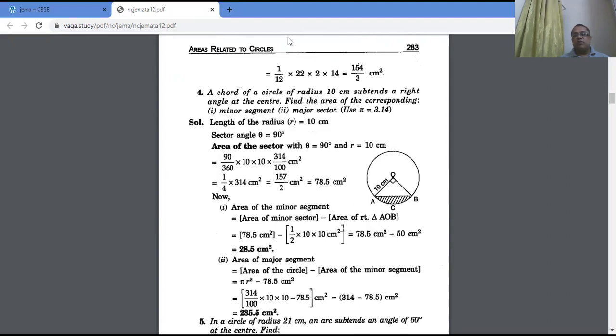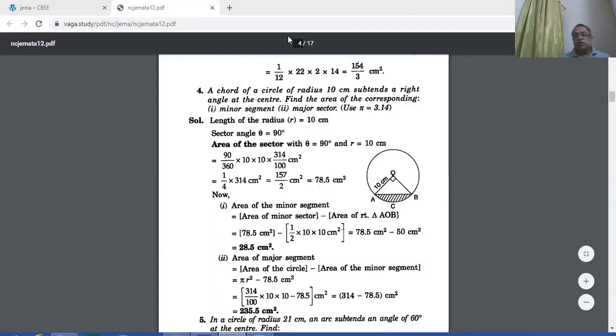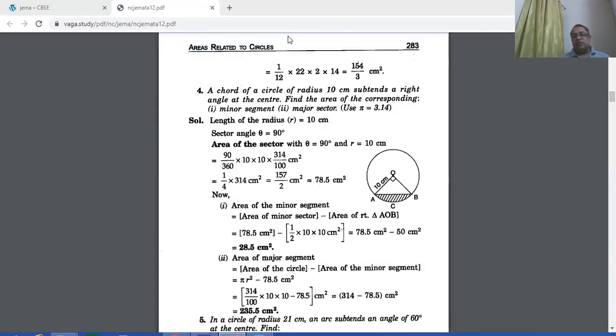So area of the segment, now this is the segment here. Area of the segment is this portion, which is area of the sector minus area of the triangle. Area of the sector we can find by using the formula pi r square theta by 360. So pi value 3.14, radius is 10, and what is the angle here? 90. So 90 by 360.